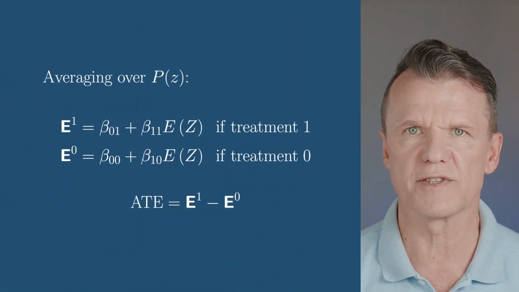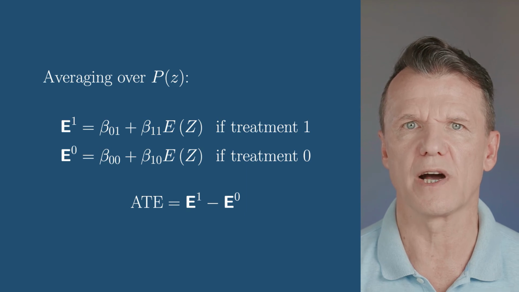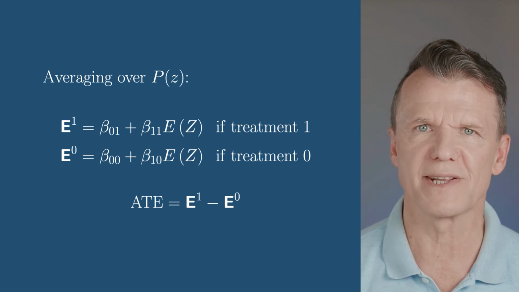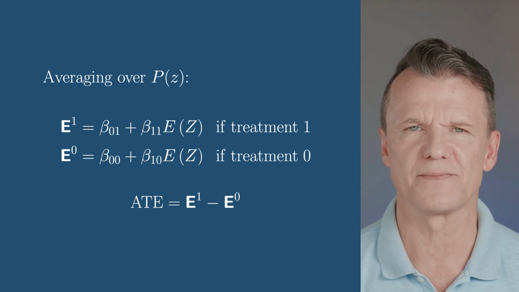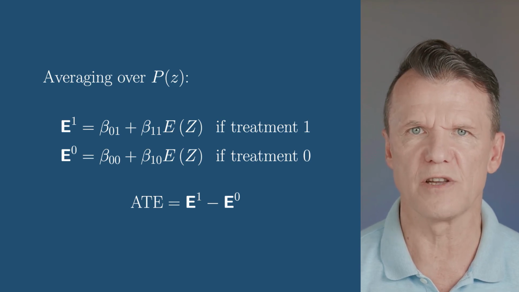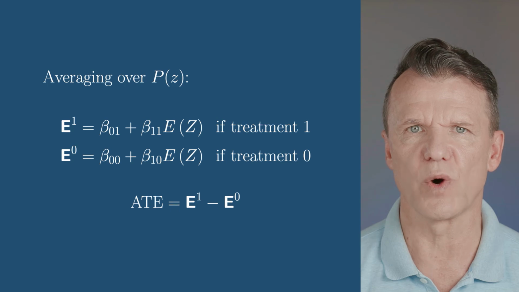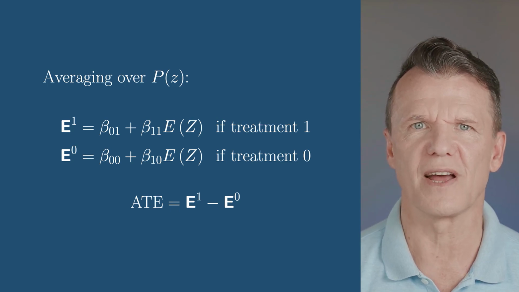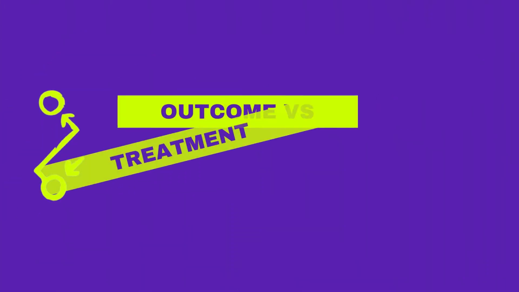Then we average the conditional means over all patterns of z in the study population. The averaging gives us the marginal mean of the outcome as if everyone was treated, and then separately if no one was treated. The treatment effect is the difference between marginal means E1 and E0. It's dependent on the average of z.